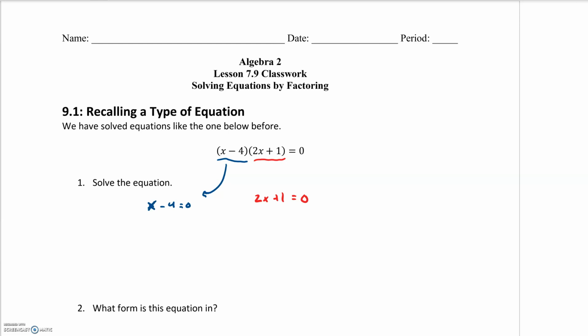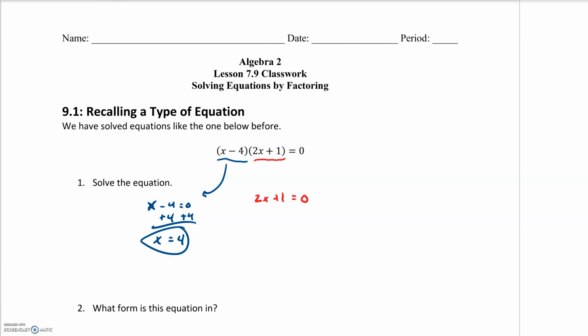I need to get the x by itself. I need to get rid of the 4. It's stuck with subtraction. I'm going to unstick subtraction by adding 4 to both sides, and I get x equals 4. There's our first solution. That's a really bad circle, but we'll let it go.